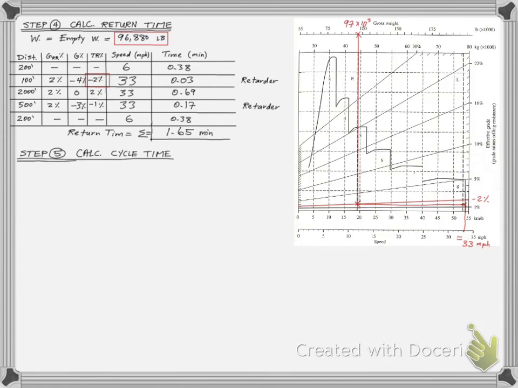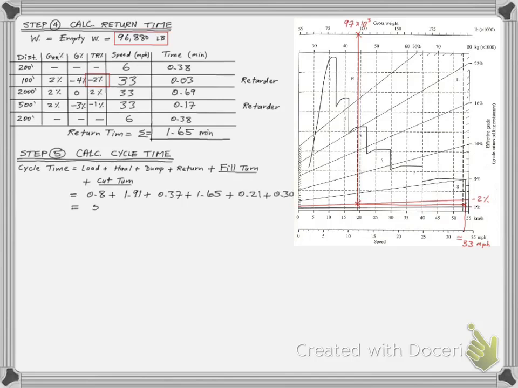The 5th step is to calculate the total cycle time by adding all these steps of loading, hauling, dumping, returning, and the maneuvering turns at the cut and fill areas. We add their values to get the total cycle time. Notice that we assume 0.21 minutes for the fill turn and 0.3 minutes for the cut turn. Please check the lesson video for more explanation of these values.